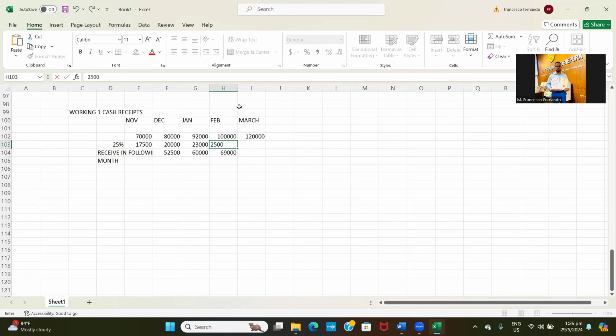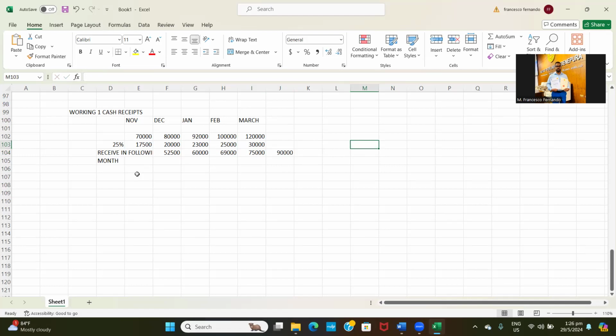From this 100,000, 25,000 is received this month, and the balance 75,000 will be received in the next month. Same thing applies here. From this 120,000, 25,000 will be received this month, and the balance will be received in April. So in April, you will receive the balance, which is 90,000. So this is the working for the cash receipts.